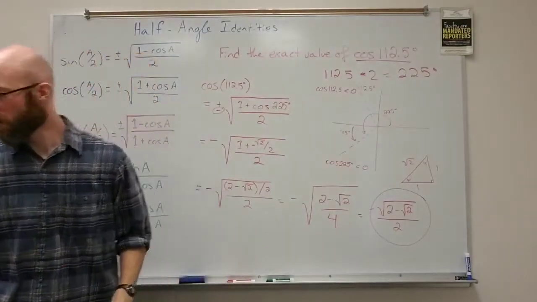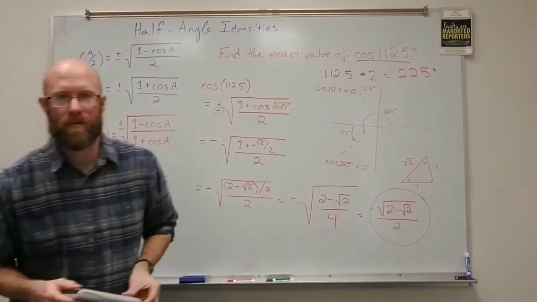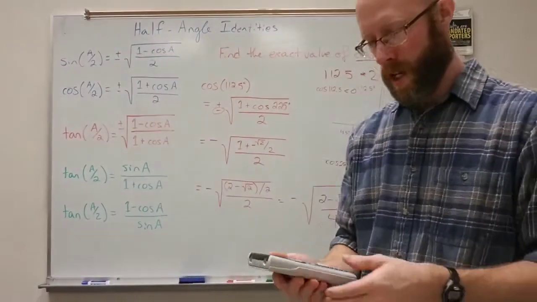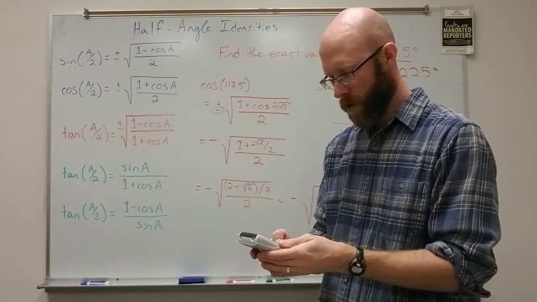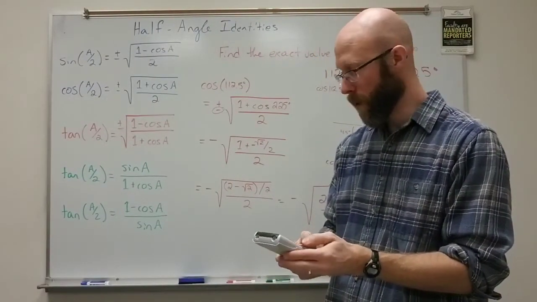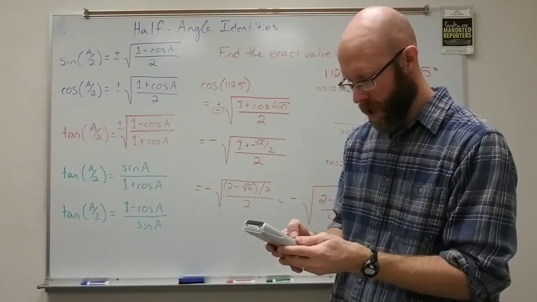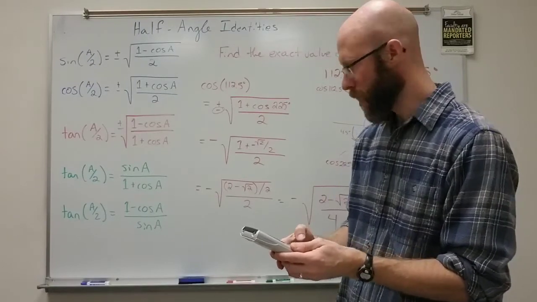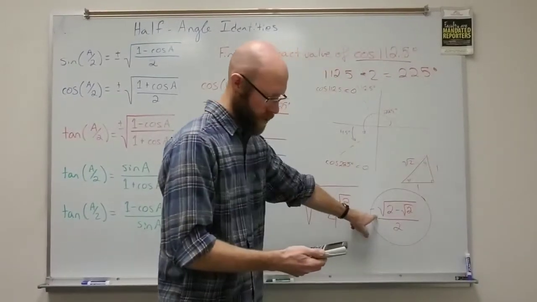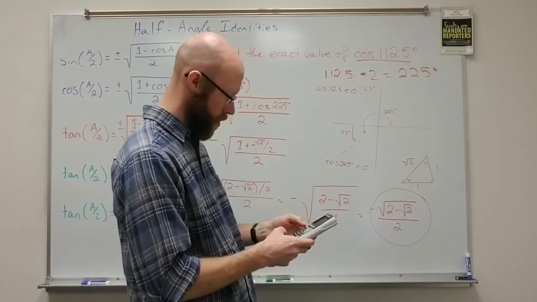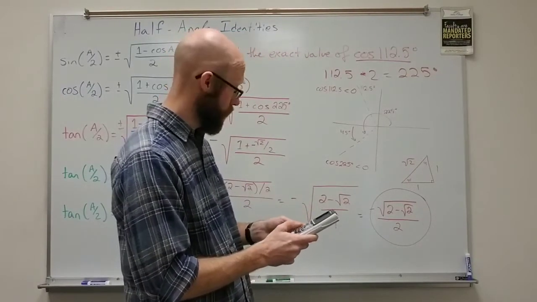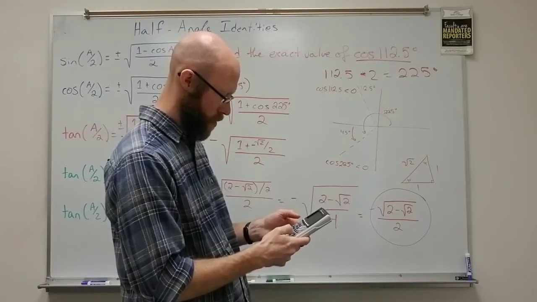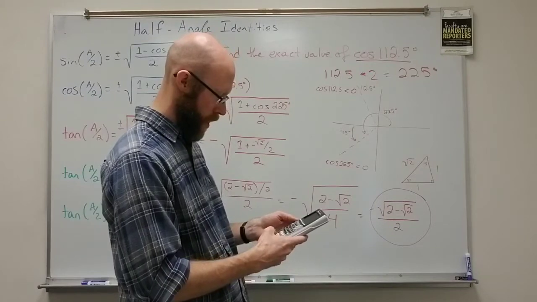And if I grab my calculator, which is in my bag, I can verify this to you using the decimal expansion. Let's go to my degree mode, make sure we're in degree mode. And if I calculate the cosine of 112.5, I get a decimal, and then I'll type this guy in. Now this guy here, I put negative, a root, I'll show you this in just a moment, a root of 2 minus another root of 2, all divided by 2.